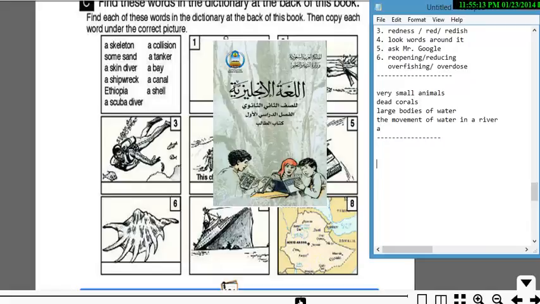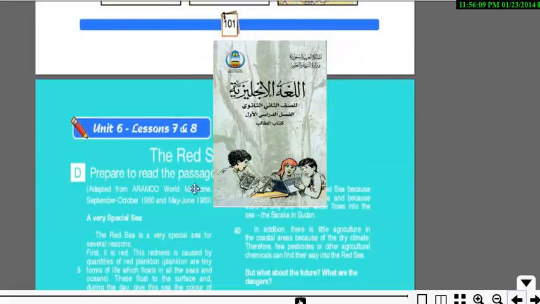Alright. Number 1, skeleton. Number 2, anyone? Scuba diver. Number 3, oh no, that one's a skin diver. And number 4, some sand. Number 5, collision. Number 6, shell. And number 7, shipwreck. Number 8, Ethiopia. Ta-da! Well, I'm not going to continue with the reading in this session.